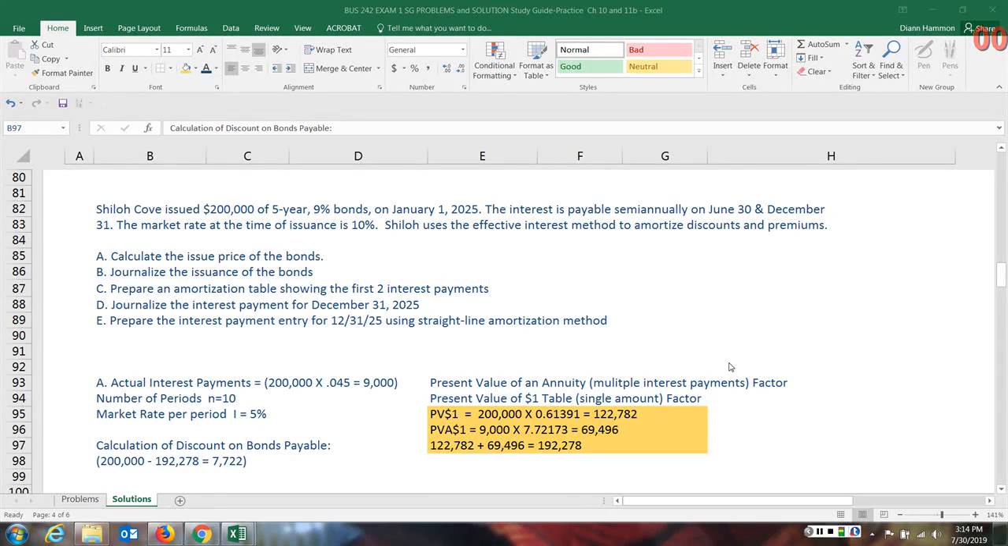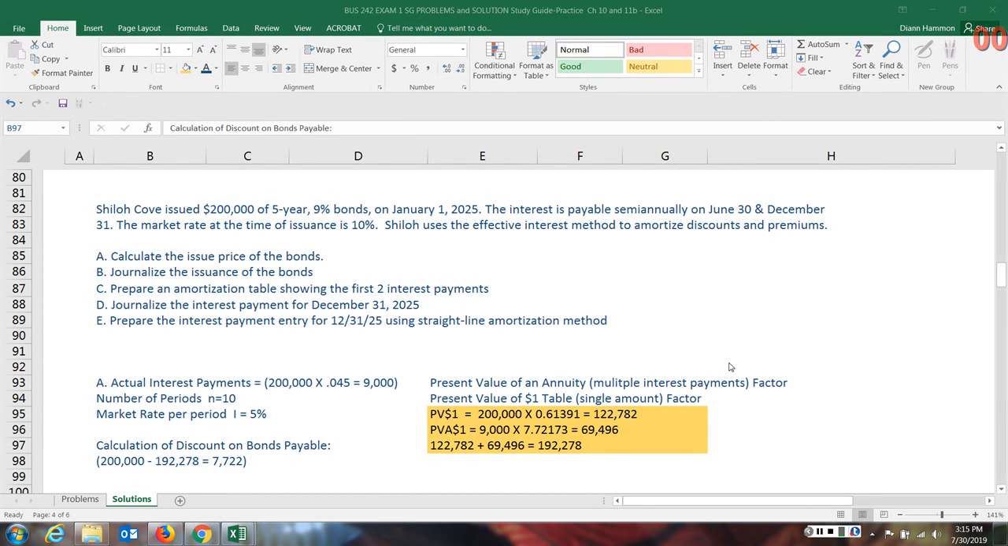In this video, we'll talk about several aspects of the bonds. Here we have Shiloh Cove. They've issued $200,000. This is the face value of 5-year 9% bonds. The 9% tells us this is how much interest is going to be paid on these bonds. They issued them on January 1st, 2025.